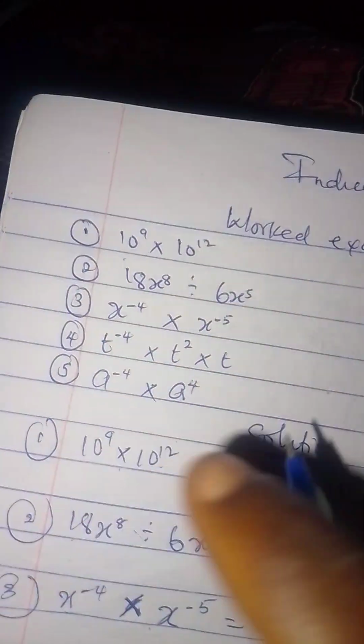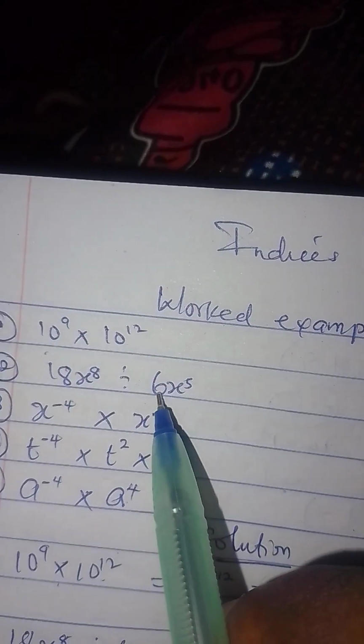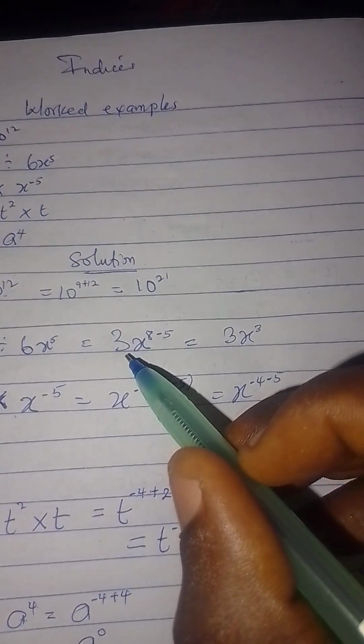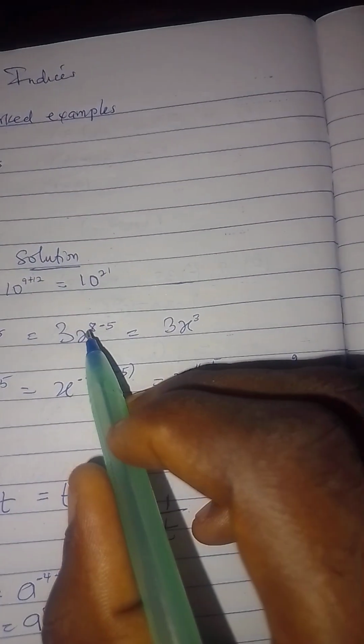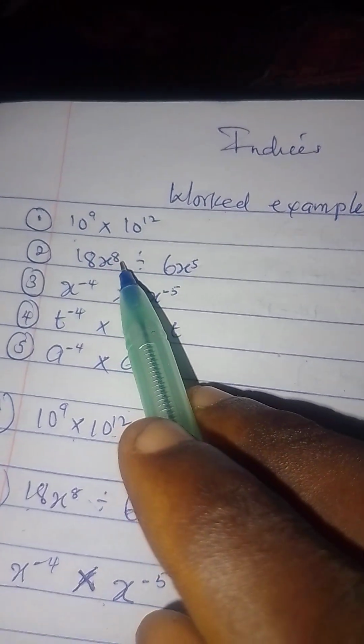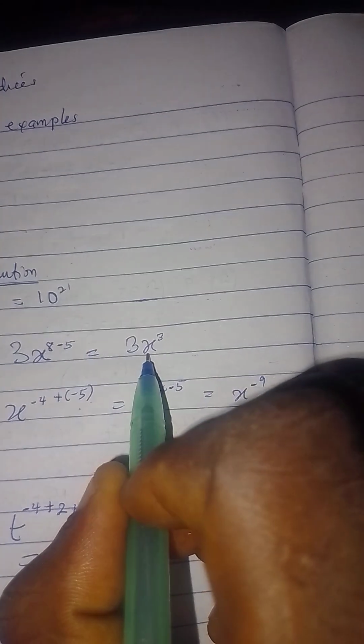So let's quickly do a recap. Remember, I told you when you multiply and they have the same base, just add. So 9 plus 12 is 21. That's why we have 21 here. The second one, I told you when you're dividing, subtract the powers. But 18 and 6 don't have the same base, that's why I divided. So 18 divided by 6 gave me this 3. Then I worked on the index because they have the same base, x and x. So I took 8 minus 5 to give me 3. That's how I have the final answer here.